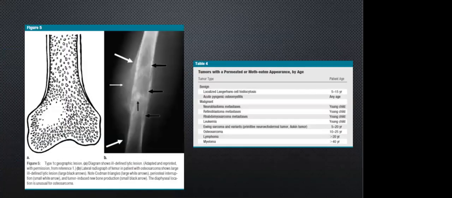And type 1C, a focal lytic lesion with ill-defined border. In this case, the lateral radiograph of the femur in a patient with osteosarcoma shows a large ill-defined lytic lesion. Note the Codman triangle, a periosteal reaction, the periosteal interruption, and the tumor-induced new bone formation.